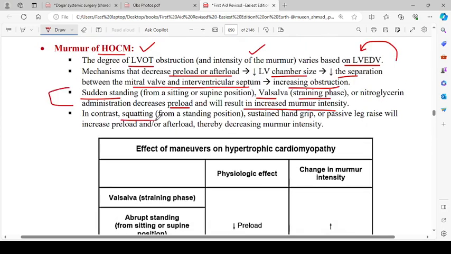In contrast, squatting from a standing position, like you were standing and then you went to a squat position, sustained hand grip or passive leg raises will increase the preload or afterload and thereby decrease the murmur intensity, because they will be increasing the left ventricular end diastolic volume and increasing the chamber size.